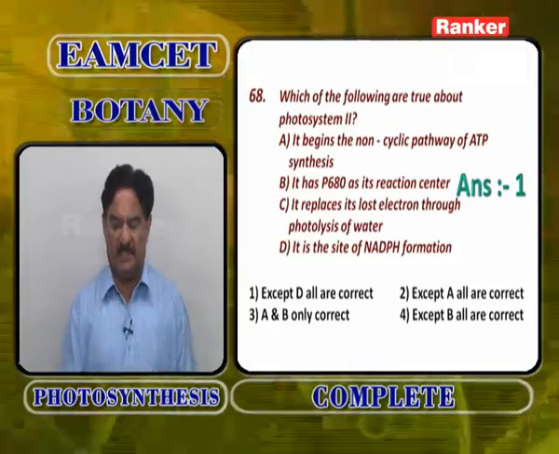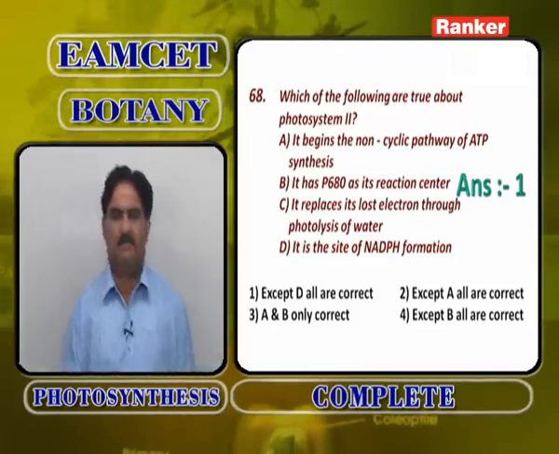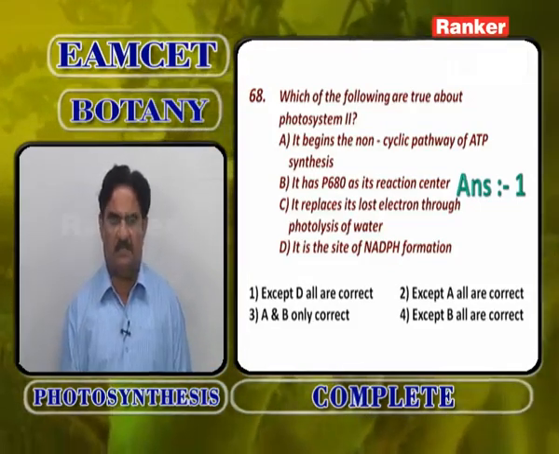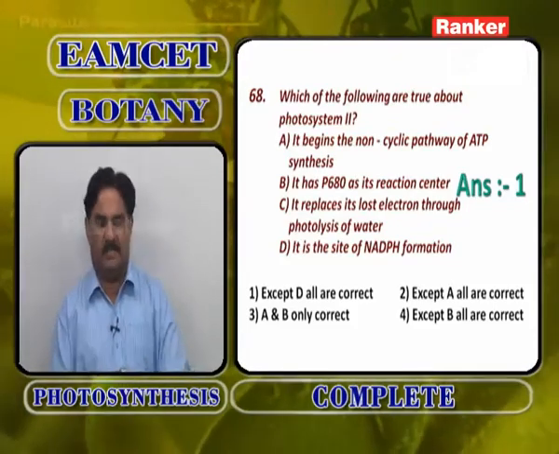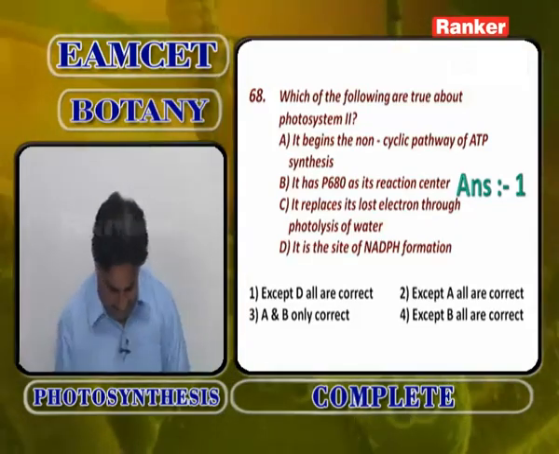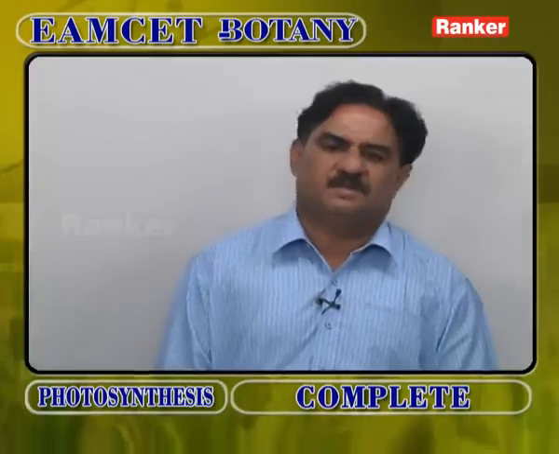It has P680 as its reaction center. So PS2's reaction center is always P680. It replaces its lost electrons through photolysis of water. Definitely whenever it loses electrons, it is in excited state. To bring it back to the ground state, what happens? Water molecule breaks up, and this water molecule provides 2 electrons to bring the PS2 to the ground state.